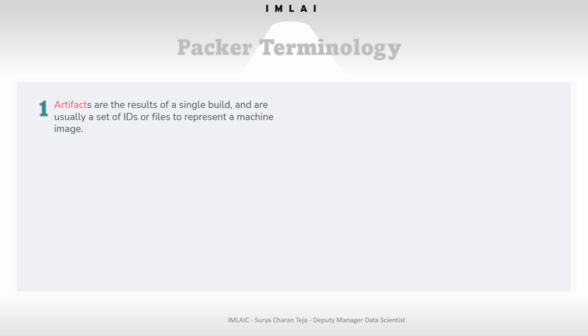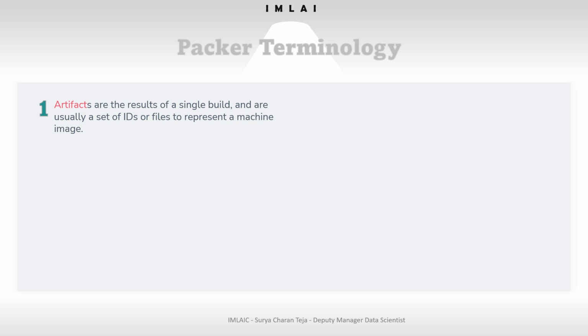Artifacts are the results of a single build. Just note the word artifact. Build is another word. You note this word. And artifacts are usually a set of IDs or files to represent a machine image. Every builder produces a single artifact.